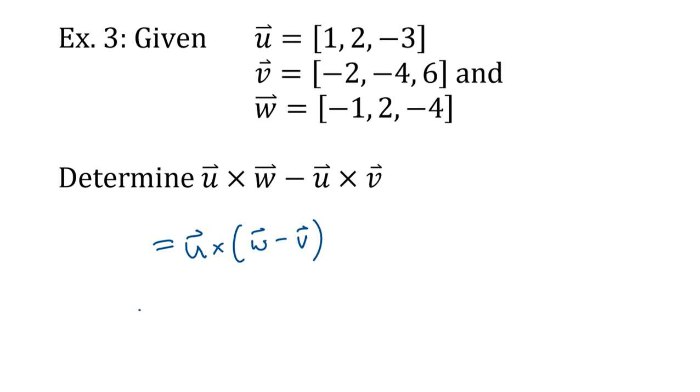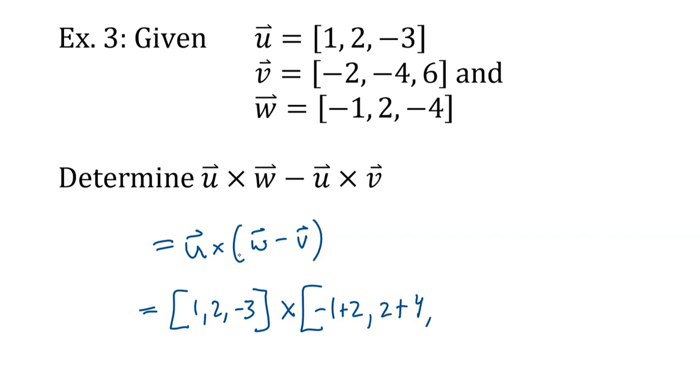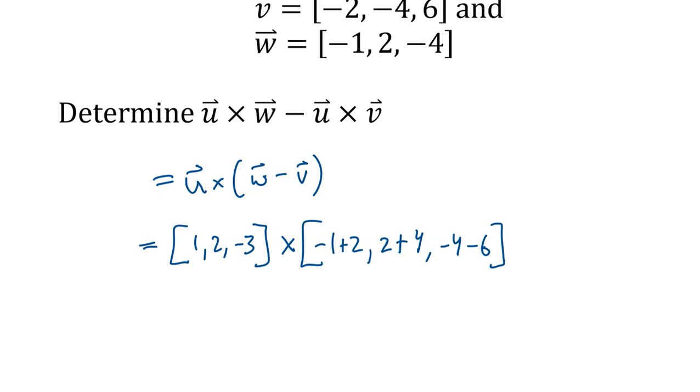Okay? So this is u, which is 1, 2, negative 3, crossed with w minus v, so negative 1 plus 2, 2 plus 4, and negative 4 minus 6, right? Just subtracting. Do you have to show that step? No, of course not.